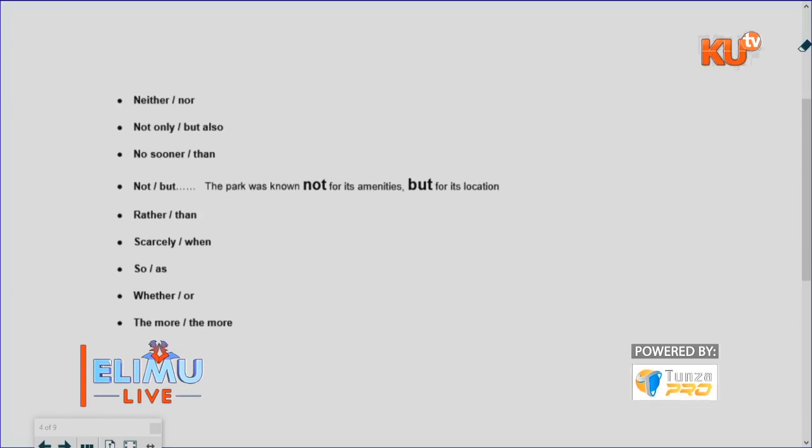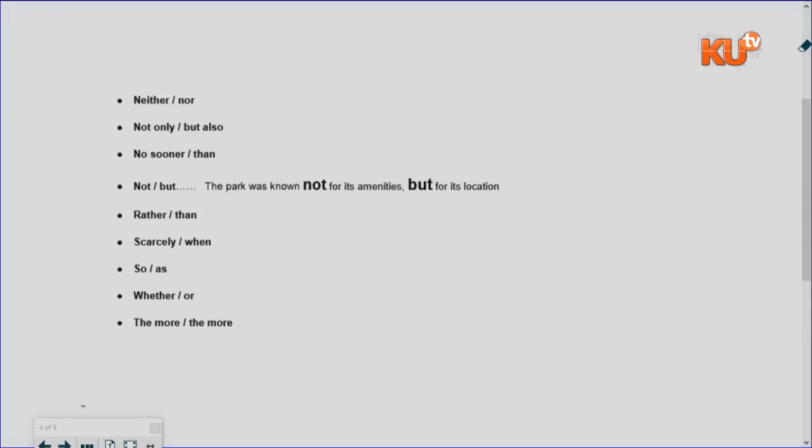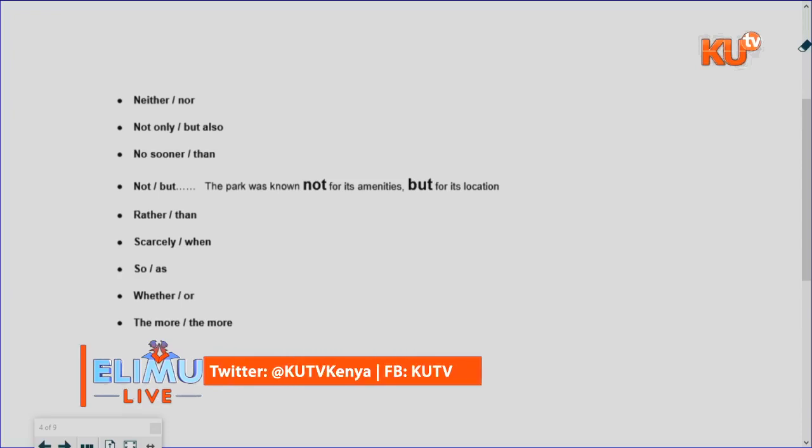Another one that we are going to have a look at is scarcely when. Scarcely when is also a correlative conjunction. It's used together in a pair, scarcely and when. It is almost similar to hardly when. Actually, they are used in the same manner. So you can say an example in a sentence.